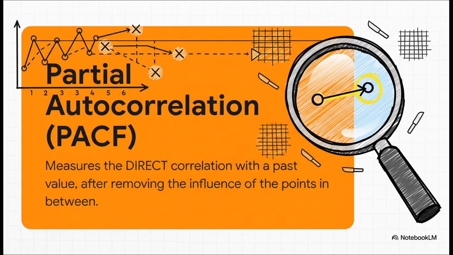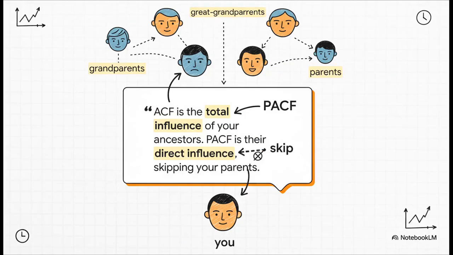Now, this one is much more surgical. It measures the direct correlation between 2 points after we mathematically strip away the influence of all the points that fall in between. It really isolates that pure direct connection. To make this difference totally crystal clear, let's use a family analogy. Think of it like this.